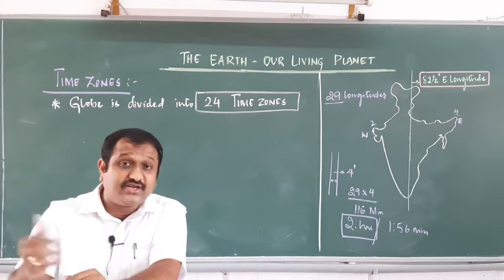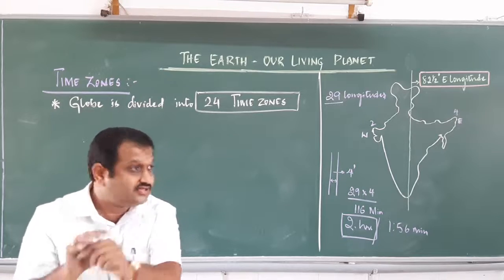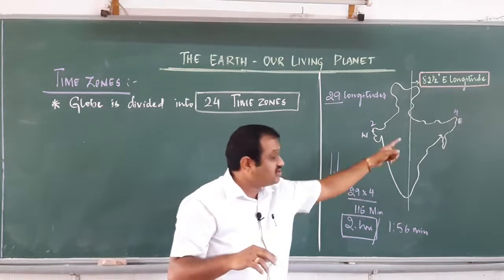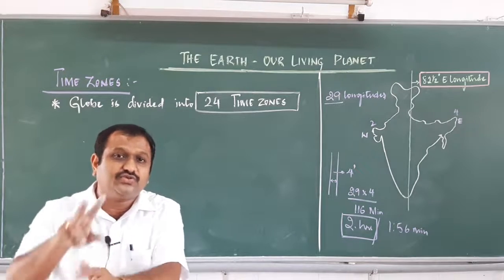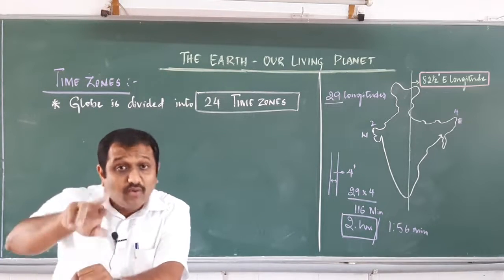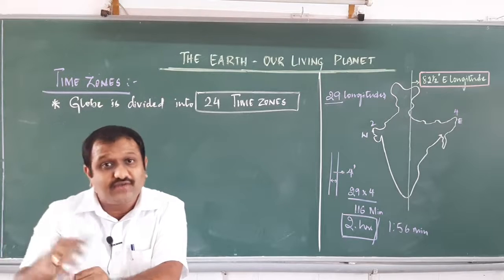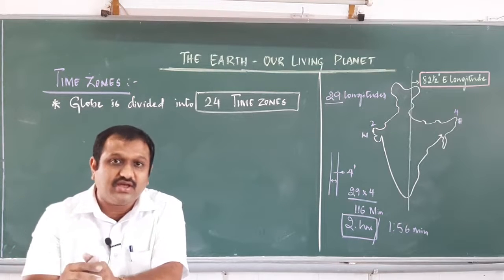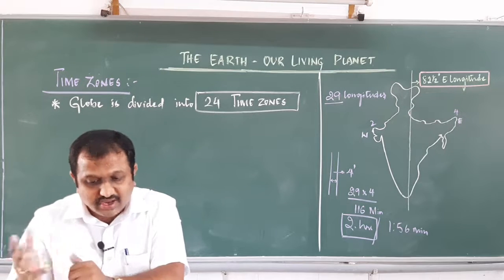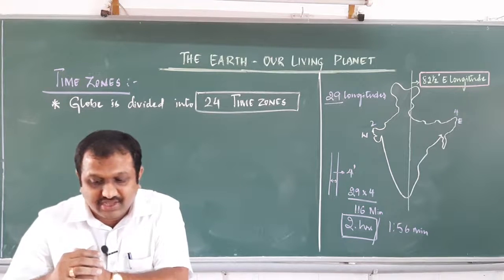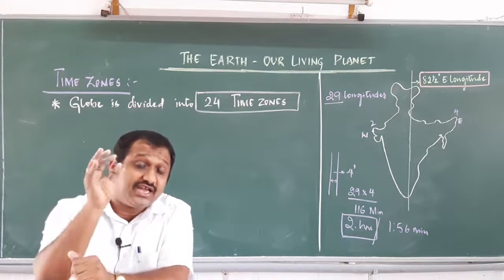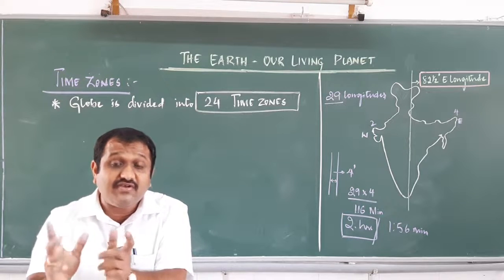30 degrees means 2 hours gap. Just as I told you, 29 longitudes means almost 30 longitudes. The 30 longitudes or 29 longitudes means almost 2 hours of gap. More than 2 hours, say for example Russia. Russia is the largest country in its geographical area. It has 11 time zones.